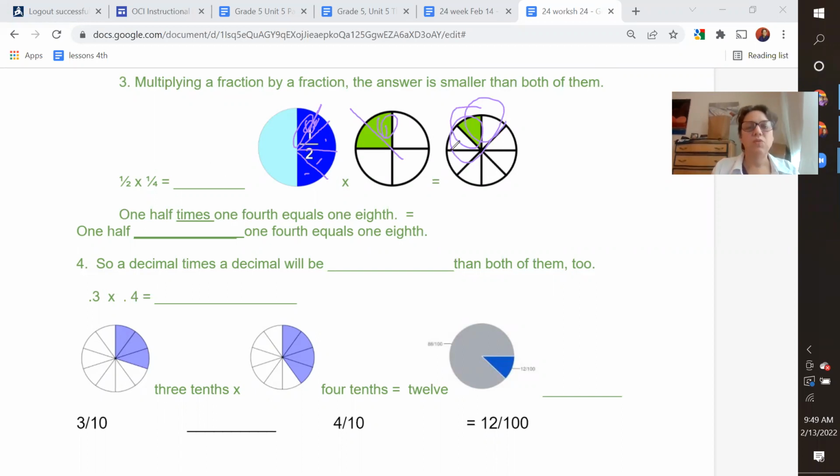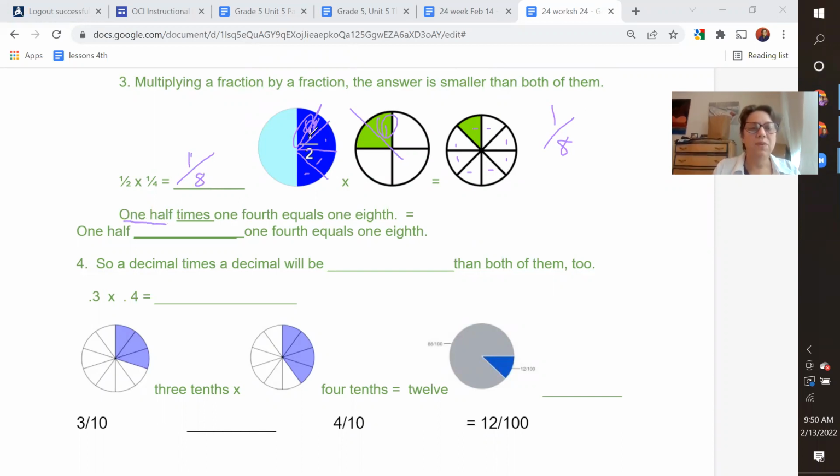So 1/2 times 1/4 is, let's check it out. What is this, right? We have 1, 2, 3, 4, 5, 6, 7, 8. So there's 8 of those, but only one of them is the answer. So the answer is 1/8. So that's exactly what's happening here.